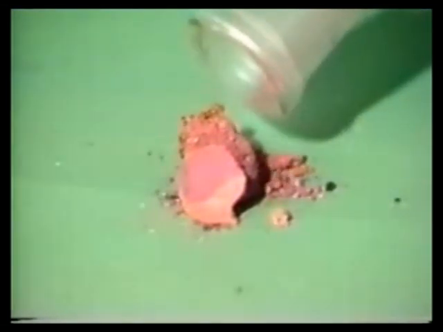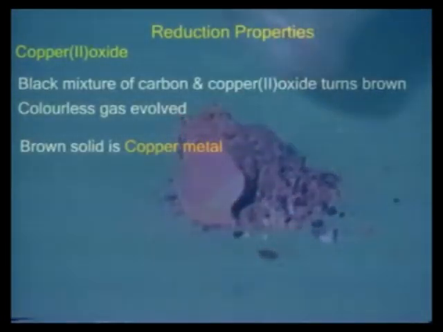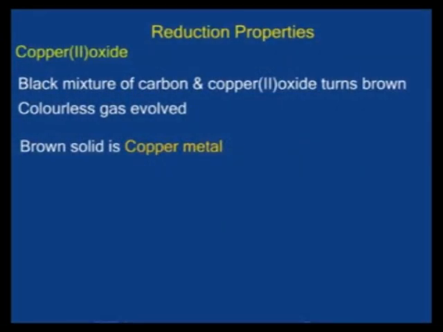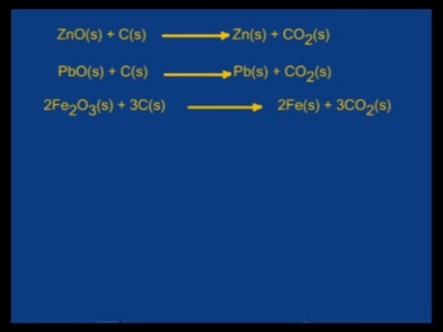The brown solid there. So the brown solid is copper metal and the gas is carbon dioxide. Carbon reduces copper 2 oxide to copper and itself is oxidized to carbon dioxide according to this equation. Equally, carbon removes combined oxygen from zinc, lead, and iron according to these equations.